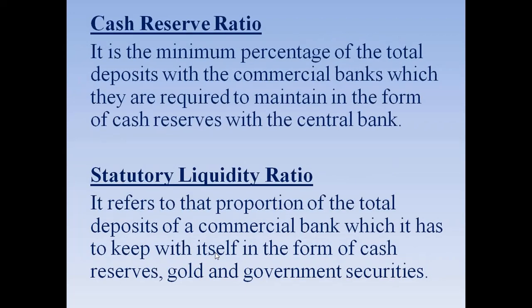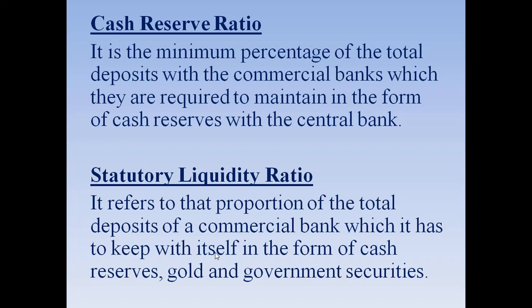And regarding the cash reserve ratio, as I've already said, it is a minimum percentage of the total deposits with the commercial bank which they are required to maintain in the form of cash reserves with the central bank. For example, if the total deposit of a commercial bank is 1000, then they must keep 200 as a reserve with the central bank. This is known as your cash reserve ratio.